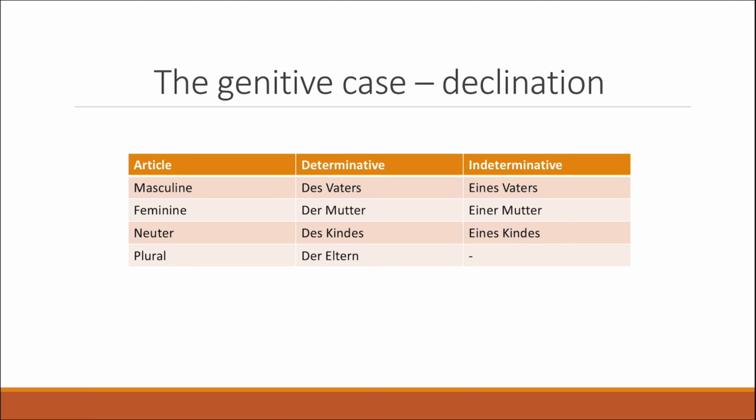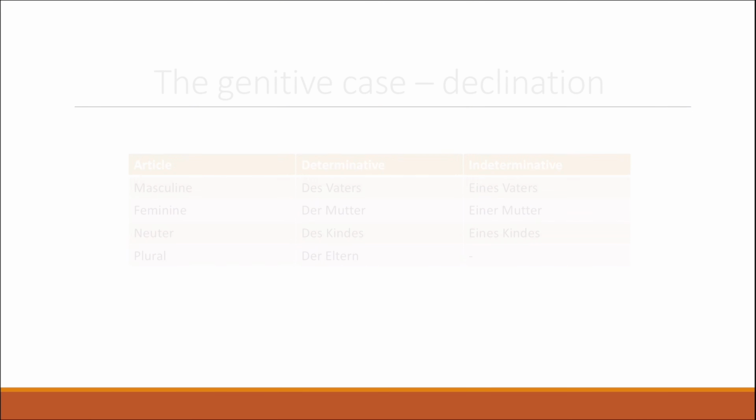Now, from this table, you're able to see the different declinations of the genitive case. So depending on which article we have, depending on whether it's masculine, feminine, neuter, or plural, we have different forms. Der Vater becomes des Vaters, ein Vater becomes eines Vaters, die Mutter becomes der Mutter, eine Mutter becomes einer Mutter, das Kind becomes des Kindes, ein Kind becomes eines Kindes, die Eltern as a plural becomes der Eltern, and we do not have an indefinite plural article, so that was it.